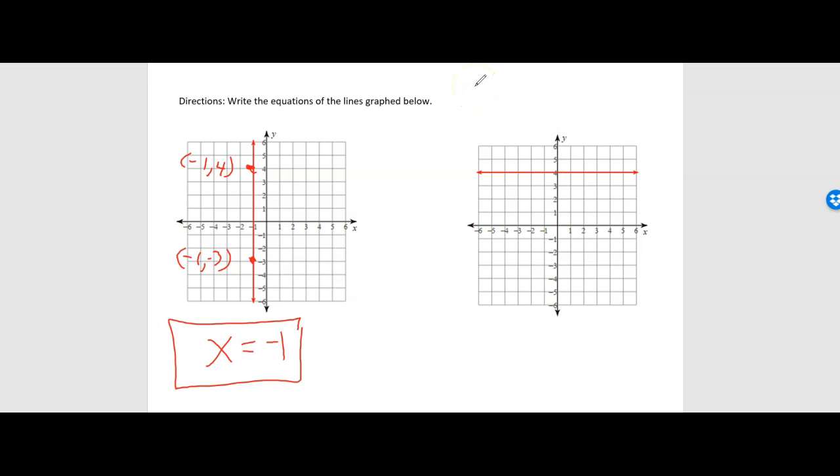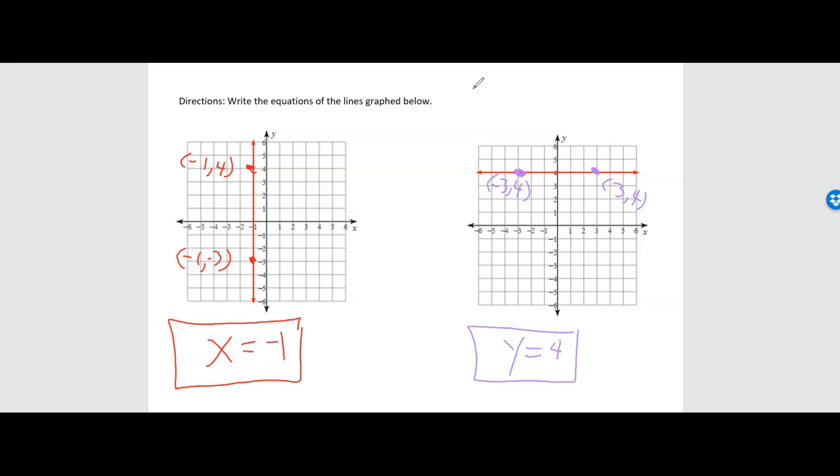If I come over here, I choose 2 points. I get 3 comma 4. Just do a negative value over here. You don't have to. You could do 2 positive values, of course. I get negative 3 comma 4. So the x values are changing. The y values are staying the same. So this becomes y equals 4.